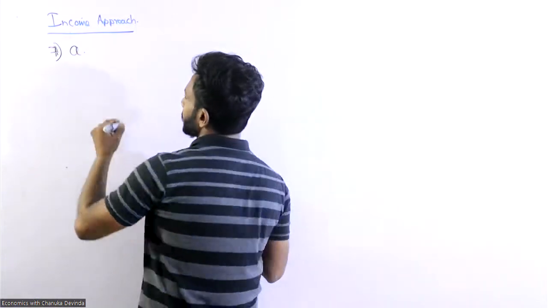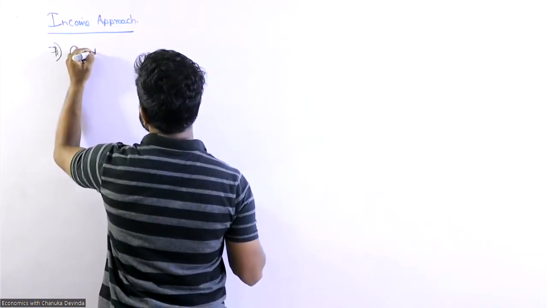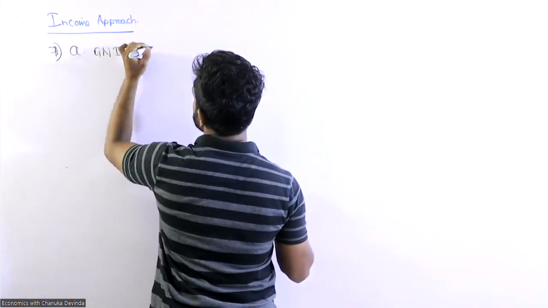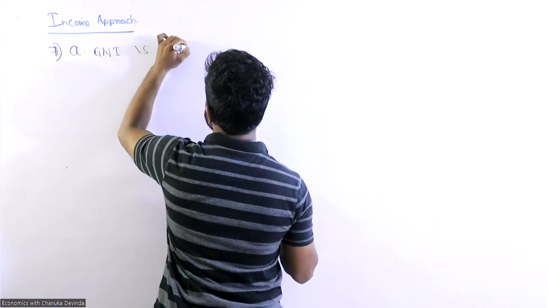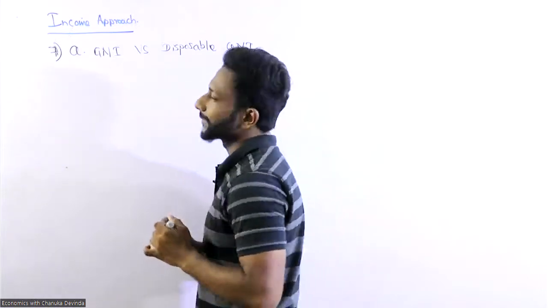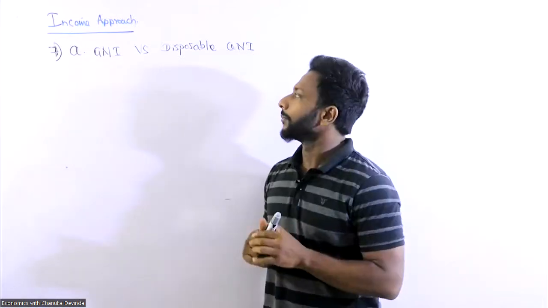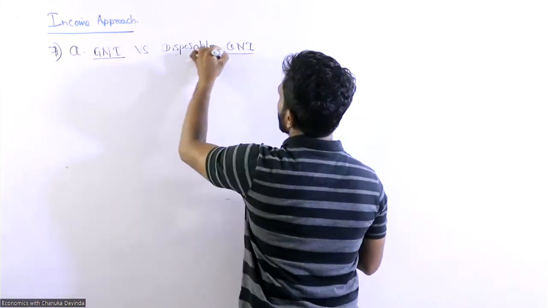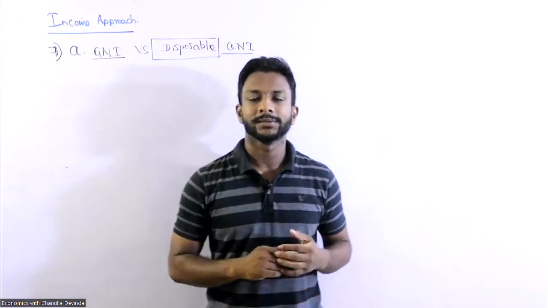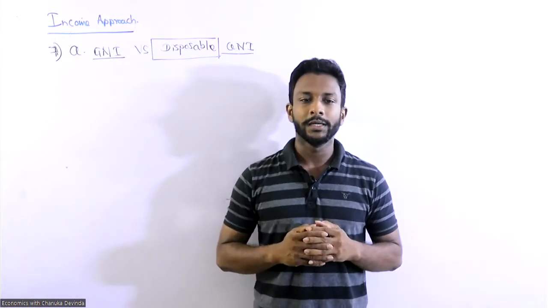gross national income and disposable gross national income, GNI, versus disposable GNI. What's the difference between gross national income and disposable gross national income? Both are the same, GNI, GNI. What's the additional part here? Disposable, right? So let's read the answer and I'll explain if there are any difficult parts.